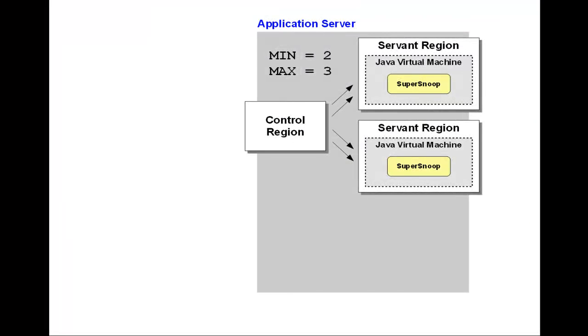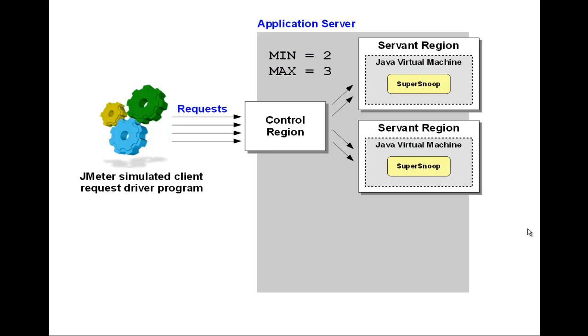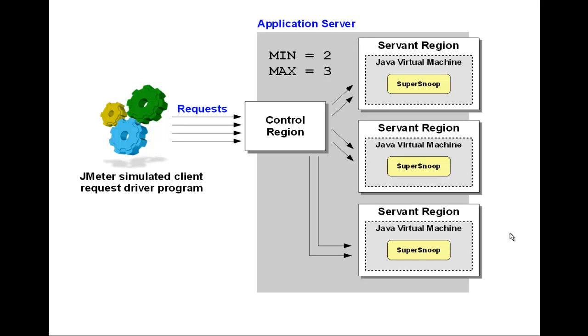WAS on zOS provides the ability to dynamically expand the number of servants based on workload presented to the server if the maximum number of instances defined is greater than the minimum and the maximum has not yet been reached. Now to demonstrate this, we're going to use a software driver tool called JMeter to run a bunch of user requests into the server, and in so doing we're going to see a third servant come up.